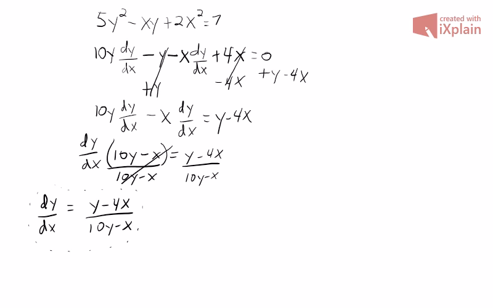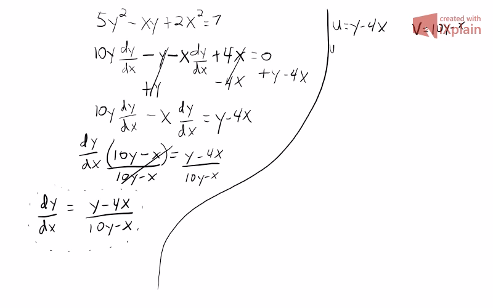Okay, so we pick up with this. Okay, find the second derivative. So let's continue. So we'll take dy over dx equals y minus 4x over 10y minus x. We need to find the second derivative, so we'll use the quotient rule to do that. So we have u equals y minus 4x. We have v equals 10y minus x.